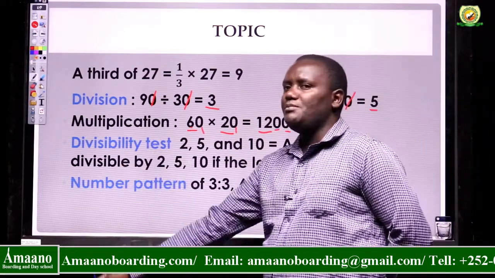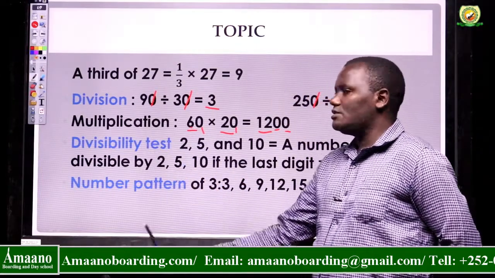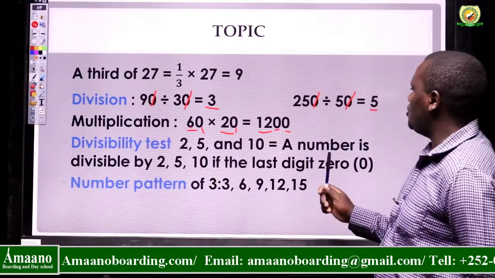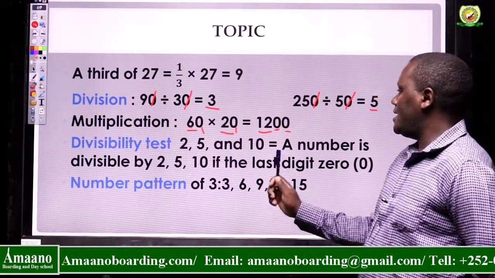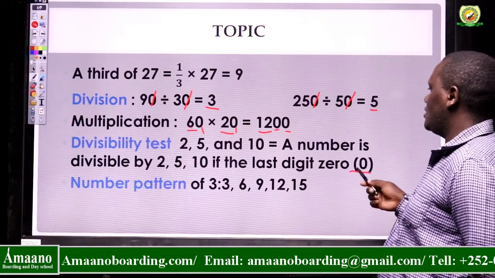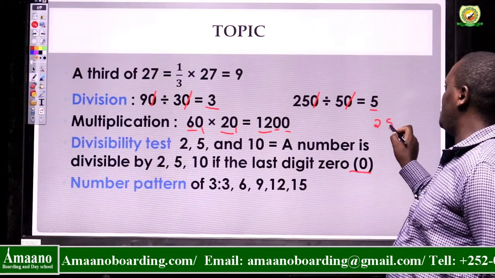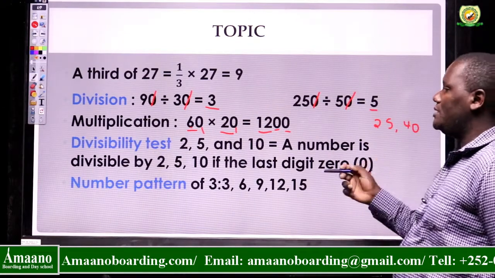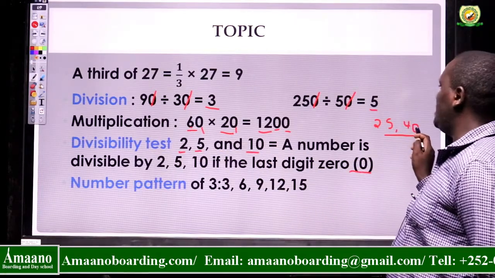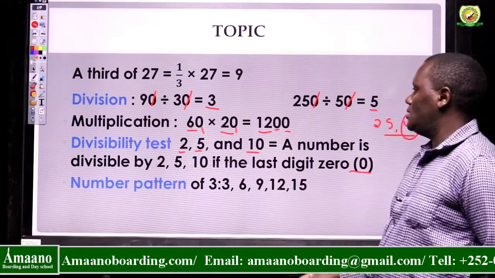We also did divisibility tests. This divisibility test, we did divisibility test of 2, divisibility test of 5, and also of 10. But how do you know a number is divisible by 10? A number is divisible by 10 if the last digit ends with 0. For example, if we are given two numbers here, 25 and 40, which one is divisible by 2, 5, and 10? We check the one that's ending with a 0, then that number is divisible by these three numbers.